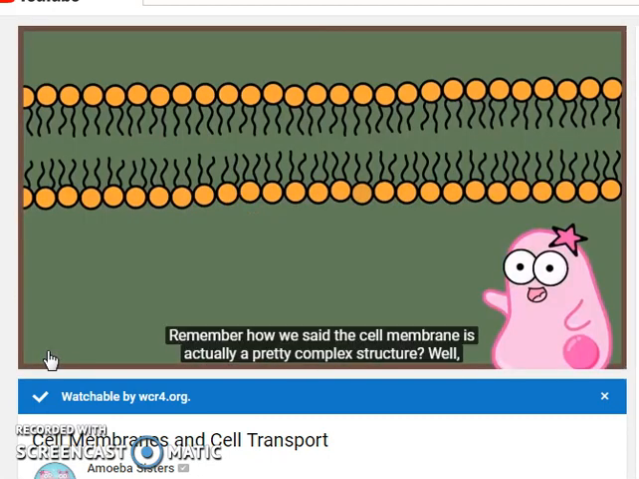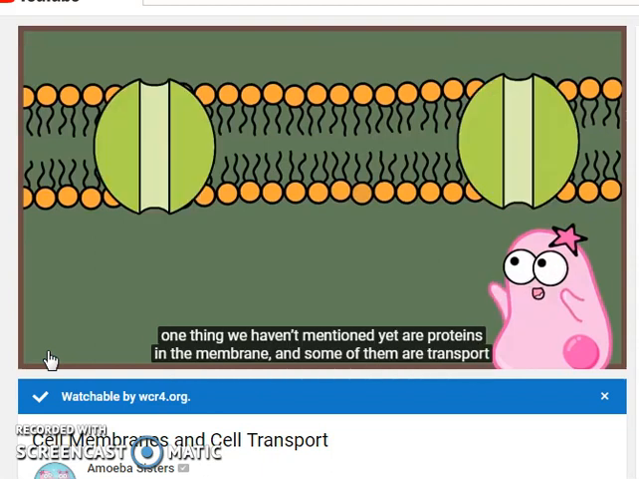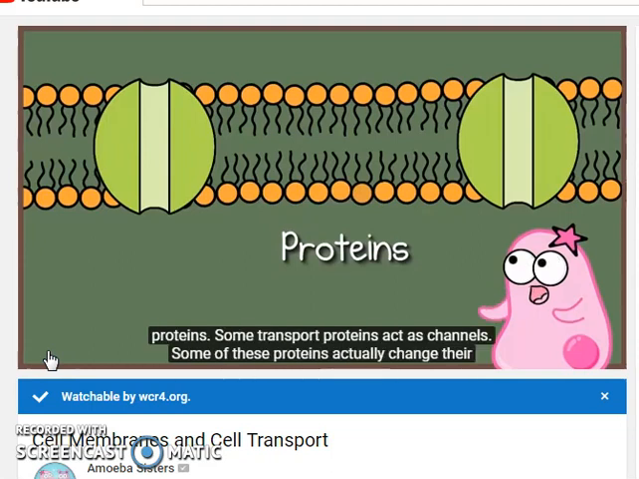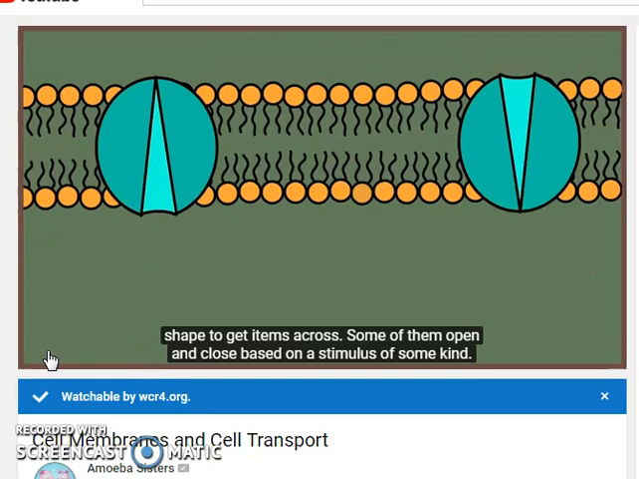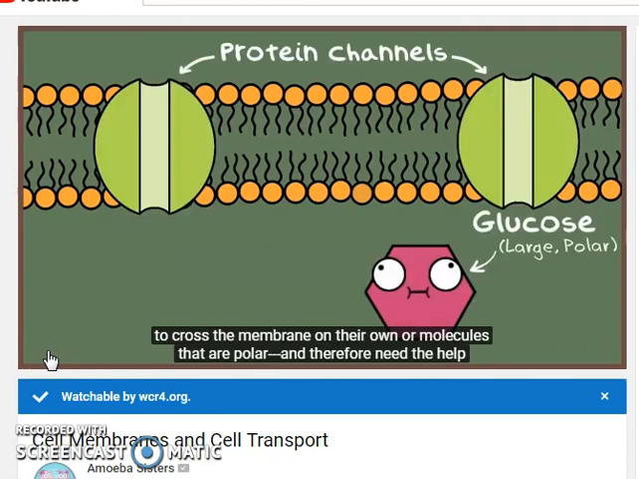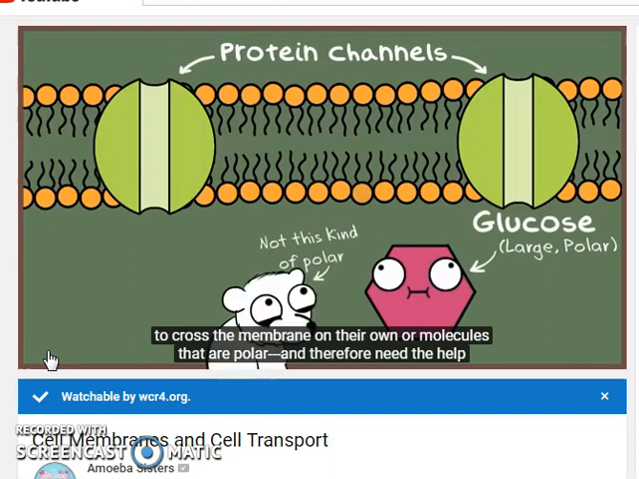Now, remember how we said the cell membrane is actually a pretty complex structure? Well, one thing we haven't mentioned yet are proteins in the membrane, and some of them are transport proteins. Some transport proteins act as channels. Some of these proteins actually change their shape to get things across. Some of them open and close based on some kind of stimulus. All of these are good things because it's helping with molecules that may be too big to cross the membrane on their own, or molecules that are polar and therefore need the help of a transport protein.